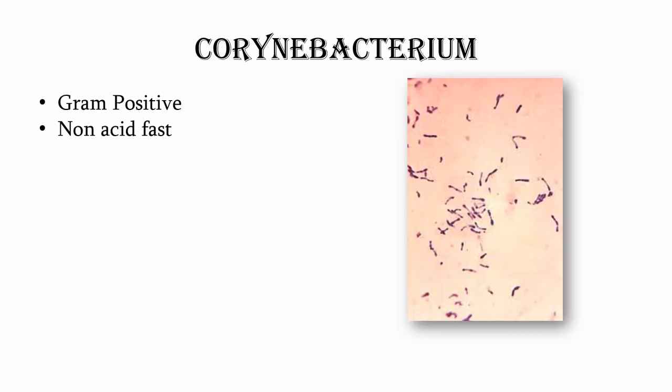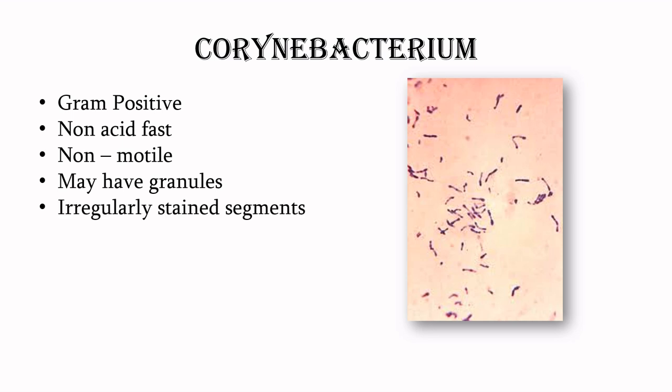Basically, when we talk about Corynebacterium, it's a gram-positive bacteria which is non-acid fast. It does not have any kind of motility. It may have some granules, and these granules can be used for the purpose of identification. When you stain it, the whole bacilli generally doesn't get stained very uniformly. There'll be some gaps in between the staining. Because of the presence of granules, the bacteria appears to be a bit club-shaped.